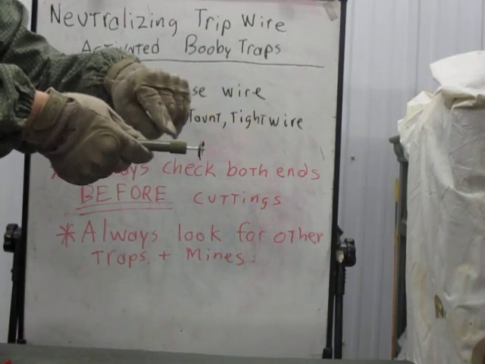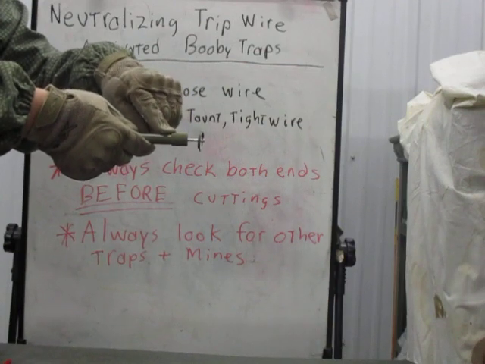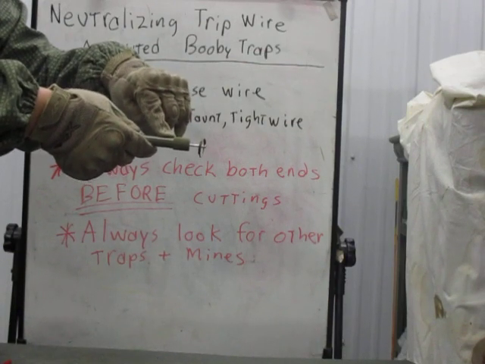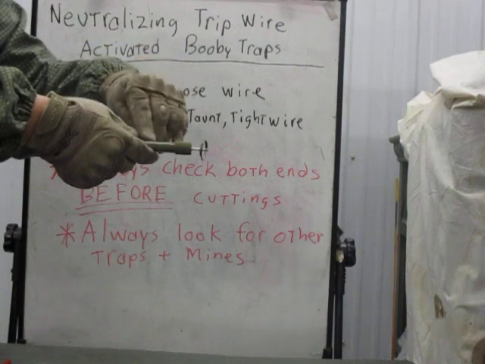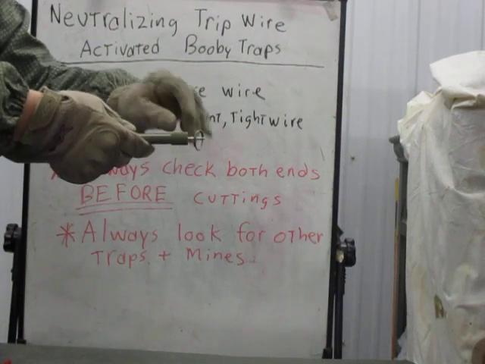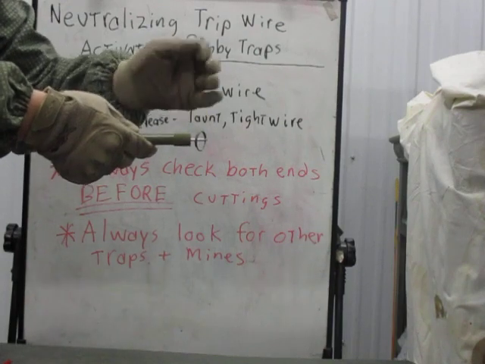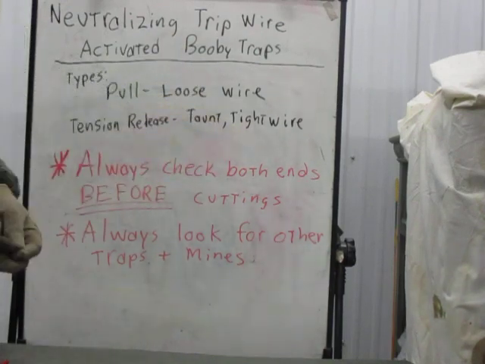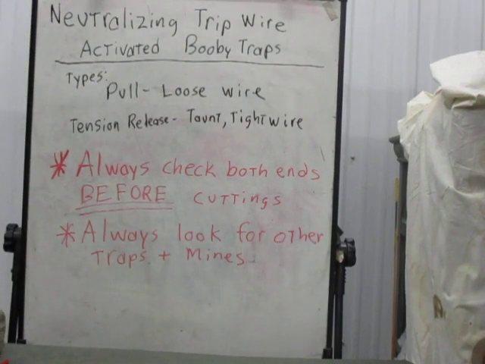That pull either causes part of the striker in here to shoot forward, setting off a detonator, or if it's a pull type igniter, you know, it's pulling out, it starts the firing chain then. Neutralize pull type devices by cutting the tripwire.